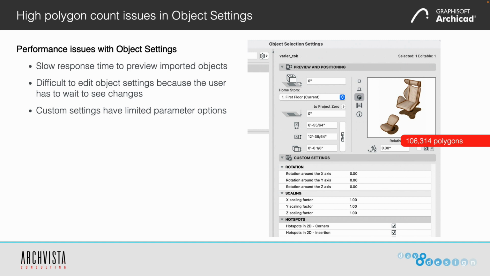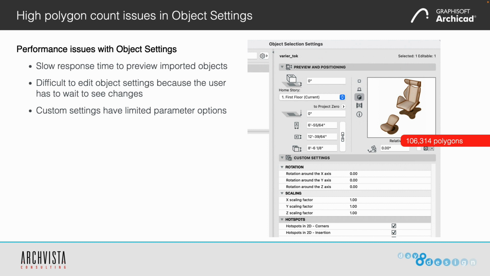Another issue that's quite common, in addition to the fact that a small chair like this can be 106,000 polygons, which is kind of crazy, but nonetheless, you bring in these objects like this, right, and you want to be able to edit them. Well, there's not a lot of editing options here, right? It's a high polygon count object.